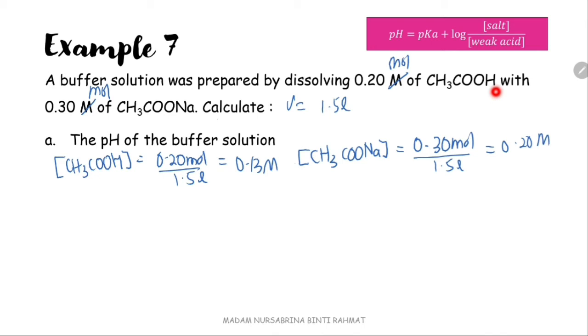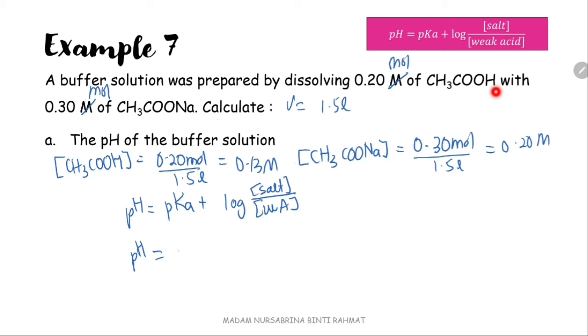So now you already have both concentrations. Therefore, you can substitute the values into your Henderson-Hasselbalch equation. But before you substitute, please make sure you write down the general formula as a reference. In case your substitution is wrong, at least they will give you marks for writing down the correct formula for calculating the pH of your buffer.